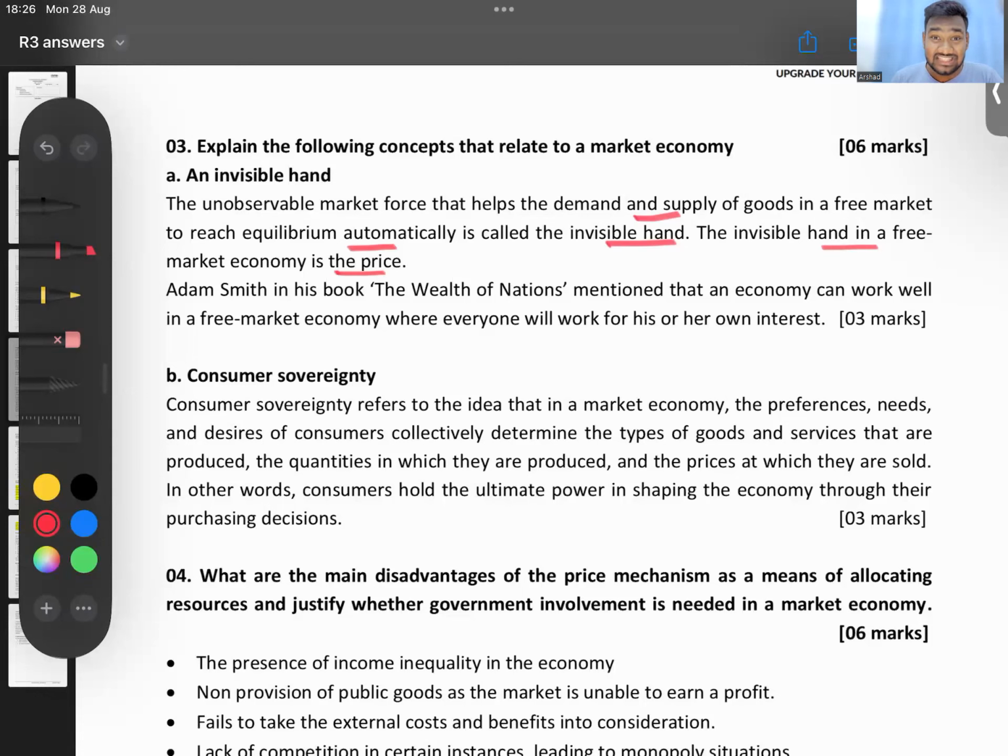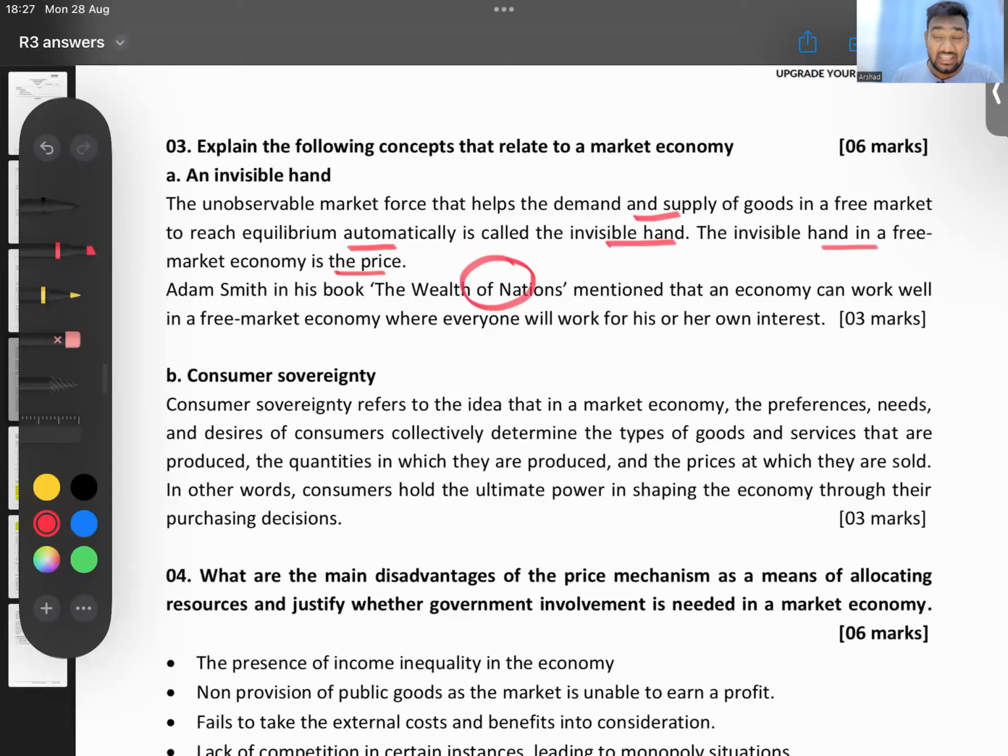Who came up with this concept? This fellow called Adam Smith. He wrote a book in the 1800s called The Wealth of Nations. Adam Smith is the father of economics, right? Not me or someone else. And he said, you know what?